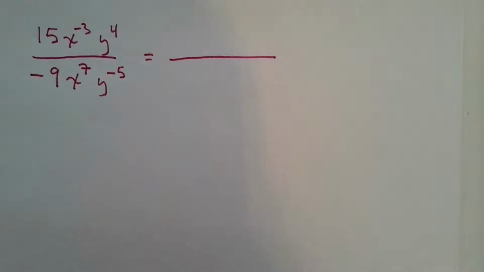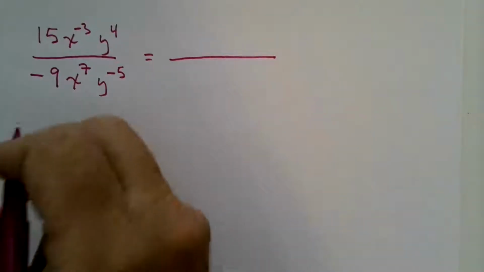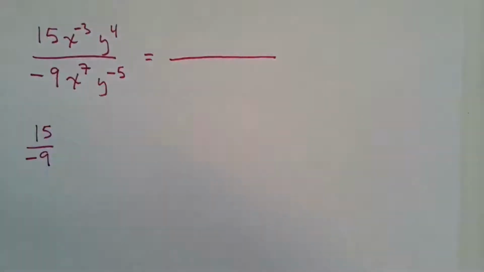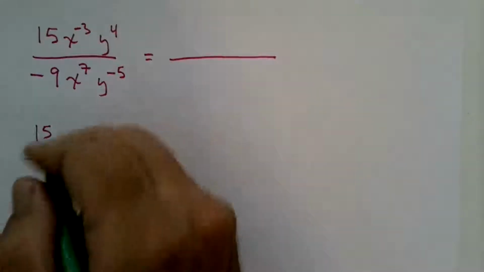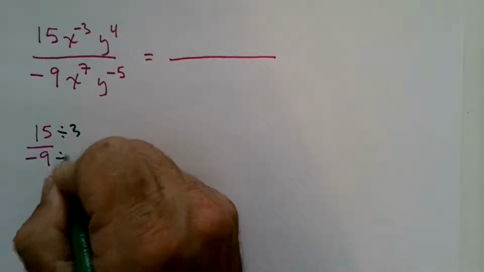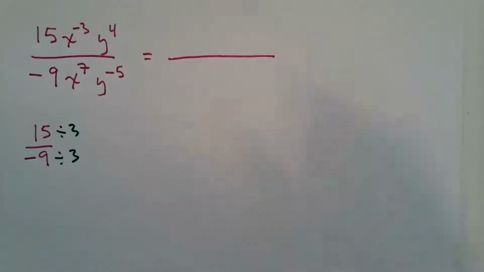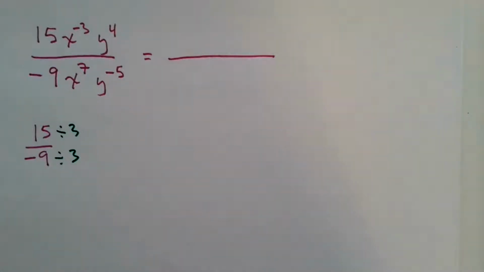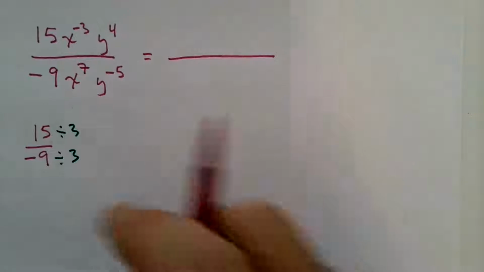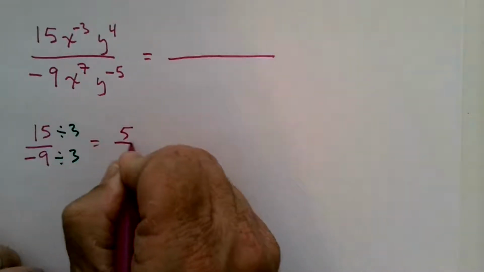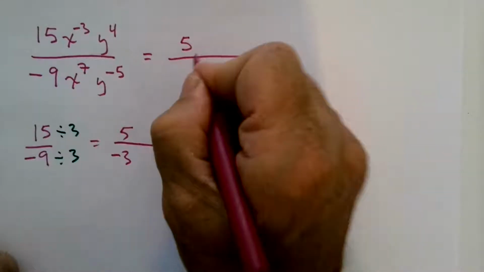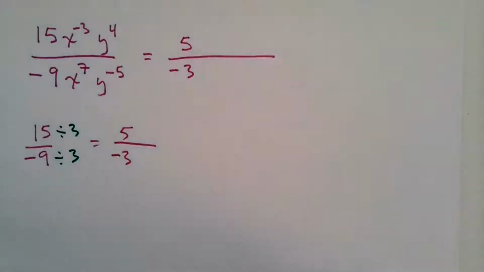Let me start with the numbers. We have 15 and we have negative 9. If I look at 15 and negative 9 and ask myself, what is the greatest factor that I can extract from each? That is 3. So I'm going to divide the top by 3, and I'm going to divide the bottom by 3. That's equivalent to dividing by 1. 3 over 3 is 1, and dividing by 1 doesn't change the overall value. 15 divided by 3 is 5. Negative 9 divided by 3 is negative 3. So with the numbers, I get 5 over negative 3.